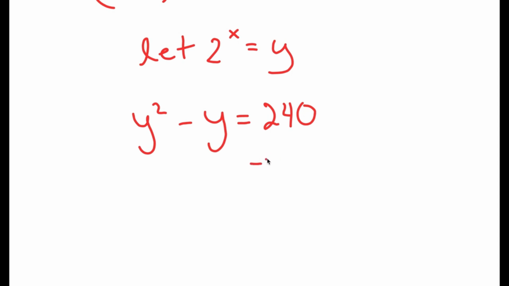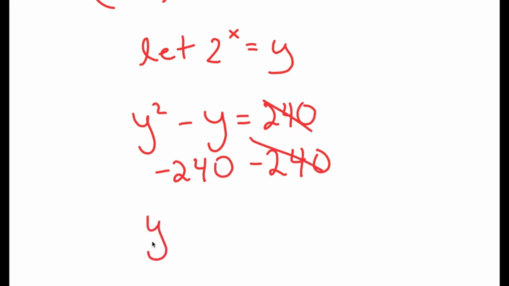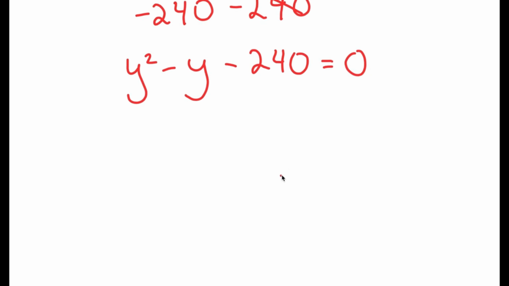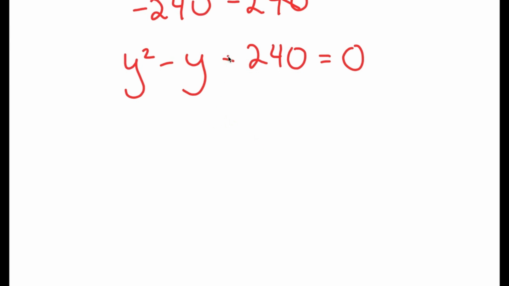And now I can subtract 240 on both sides. So these two cancel out and I get y squared minus y minus 240 is equal to 0. So what I have here is a quadratic equation. And to find the solutions of this quadratic equation, I can use the quadratic formula.